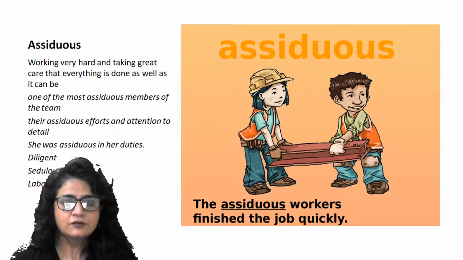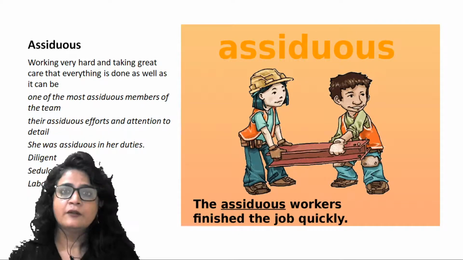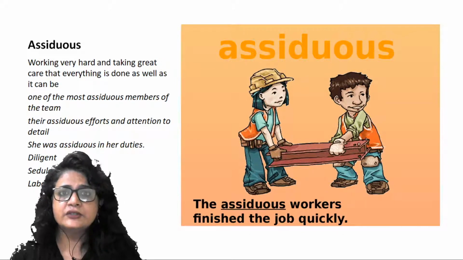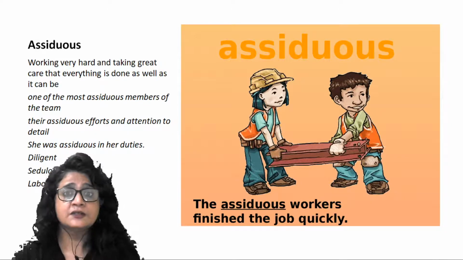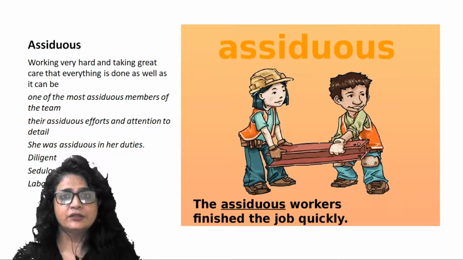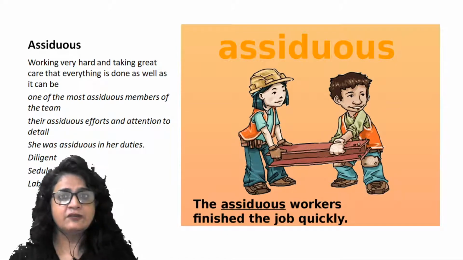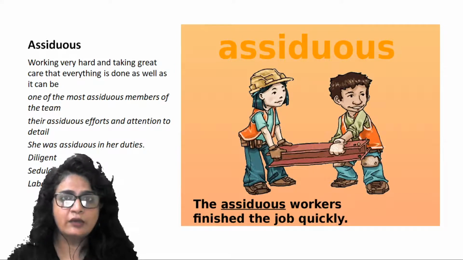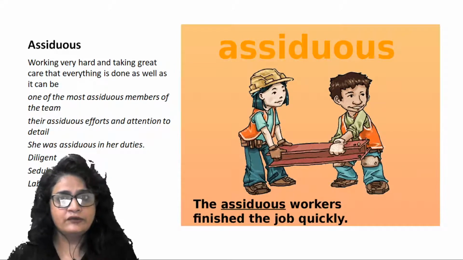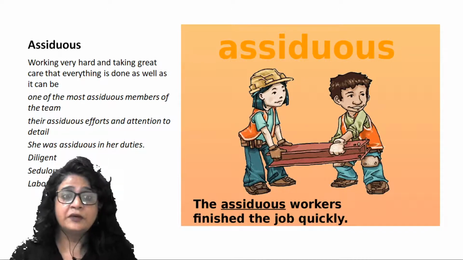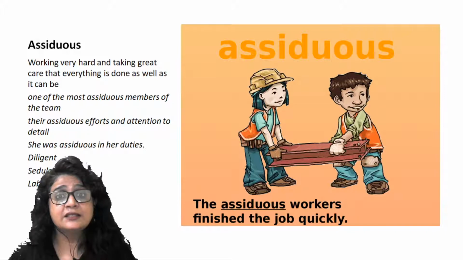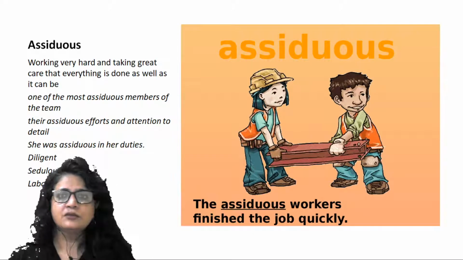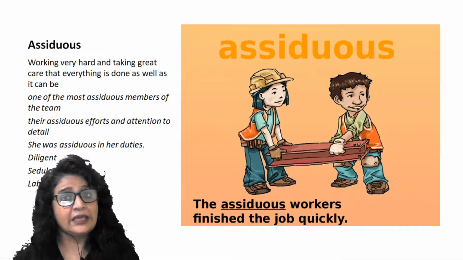Synonyms: diligent. Diligent is again a very interesting word, which is actually a fusion of two qualities. When you call somebody diligent, that means the person is hardworking as well as intelligent. He is brainy, very perceptive, and at the same time works very hard. So assiduous is hardworking, putting in your hard efforts to do your work, but diligent is someone who is very intelligent and hardworking. Sedulous, very hardworking. Laborious, a person who does not shirk away from any kind of labor.